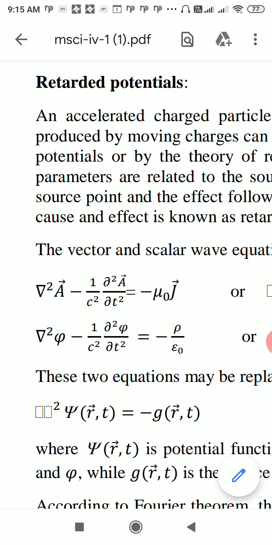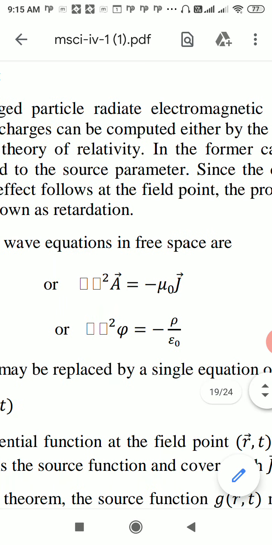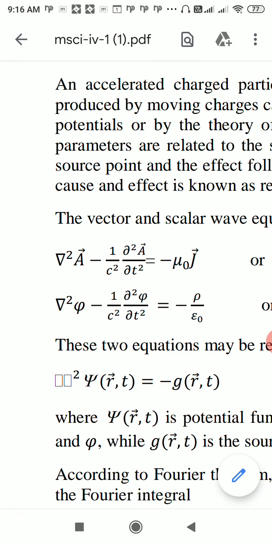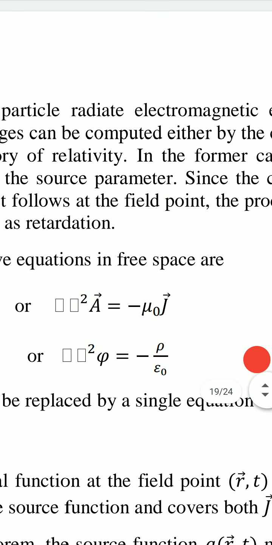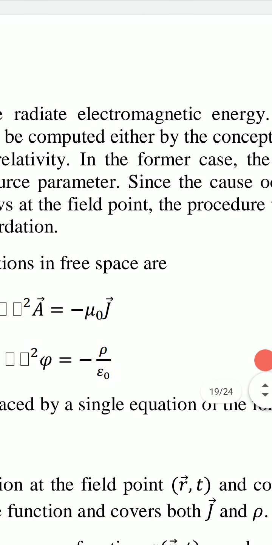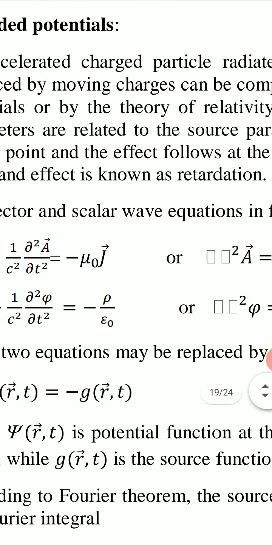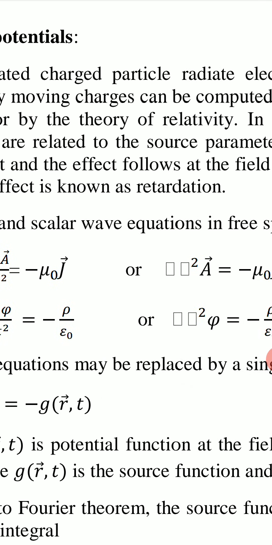Today's topic is retarded potentials. An accelerated charged particle radiates electromagnetic energy. The fields produced by moving charges can be computed by two methods. These can be computed either by the concept of retarded potentials or by the theory of relativity.